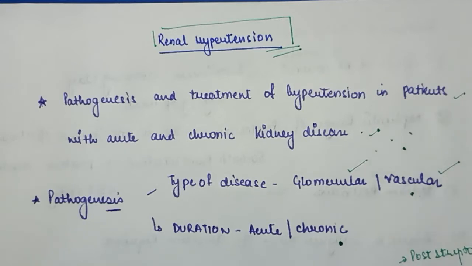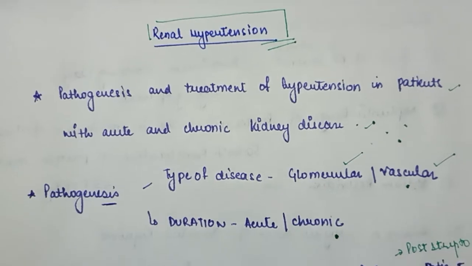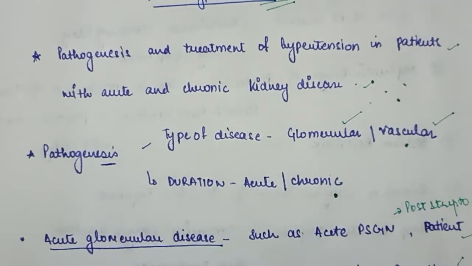kidney diseases. In acute kidney diseases, there is a different mechanism for hypertension, and in chronic kidney diseases, there are many factors which contribute to hypertension. So, pathogenesis of hypertension in kidney disease patients varies. It depends upon the type of disease and the severity, whether the disease onset is acute or chronic. In kidney diseases we will have glomerular origin of disease and the vascular origin of diseases. Both have different pathophysiology of hypertension.